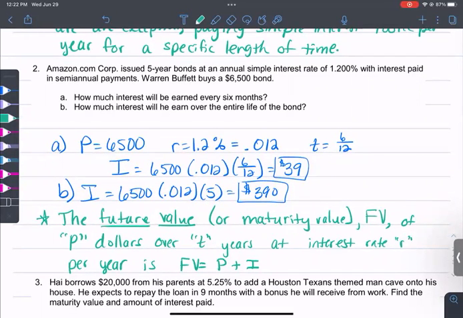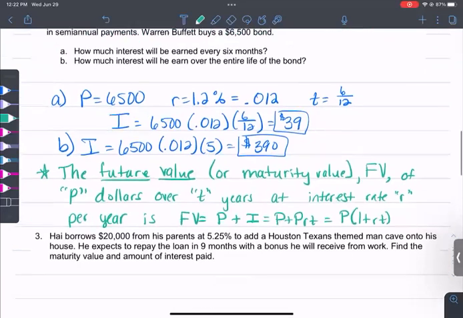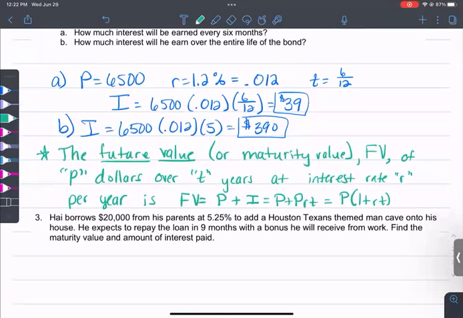So P being the principal, I, if you think about the formula we just learned, is P times R times T. So sometimes you'll also see the future value written as P factored out times 1 plus RT. So you can see on the formula charts, various ways that the future value is written in a formula, and you just use which one is more appropriate for your problem.